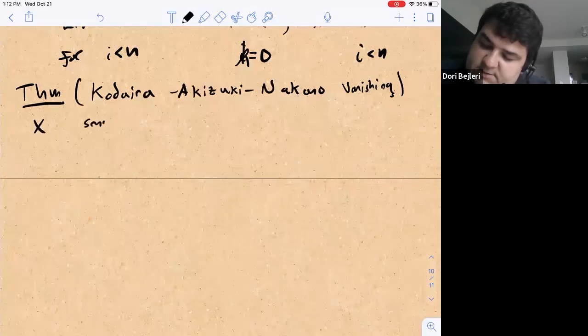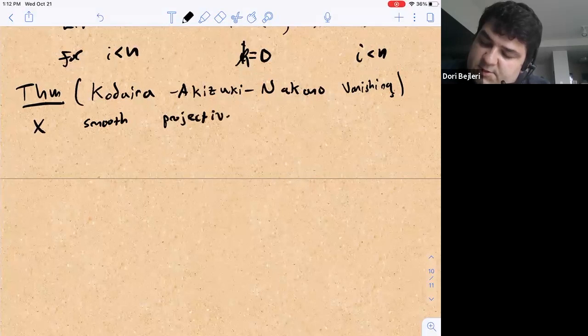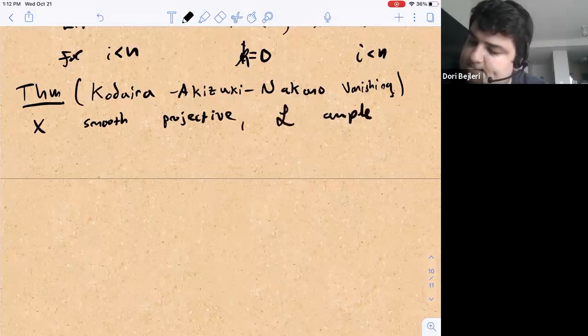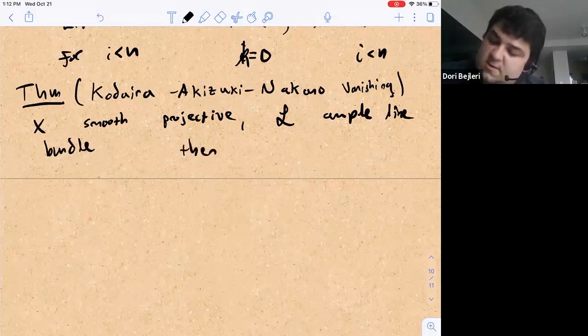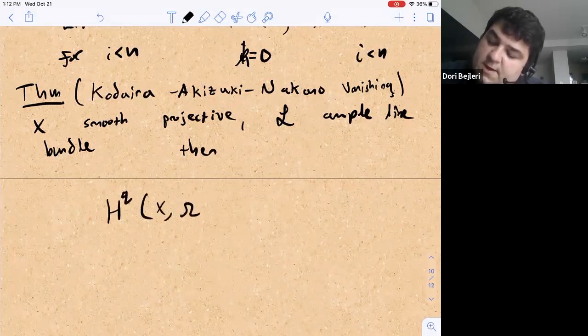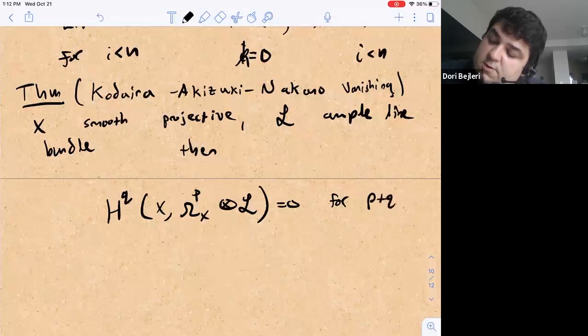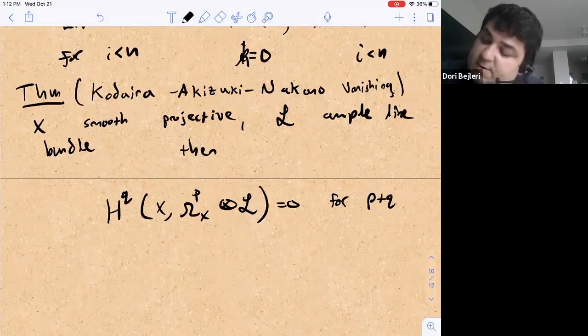So, same assumptions: X is smooth projective. I'm going to use line bundle notation. L is an ample line bundle. Then we have the following vanishing. If we take H^q of Ω^p_X tensor L, then this is 0 for p plus q strictly bigger than n.